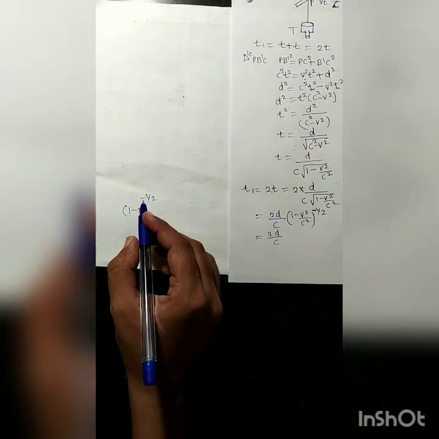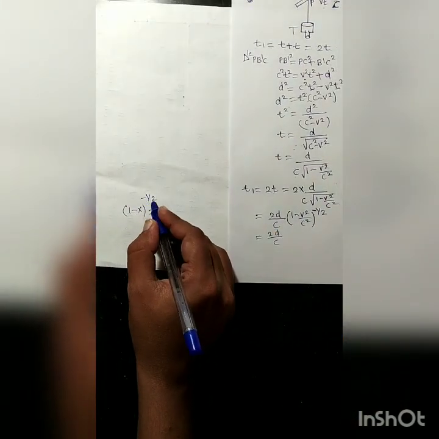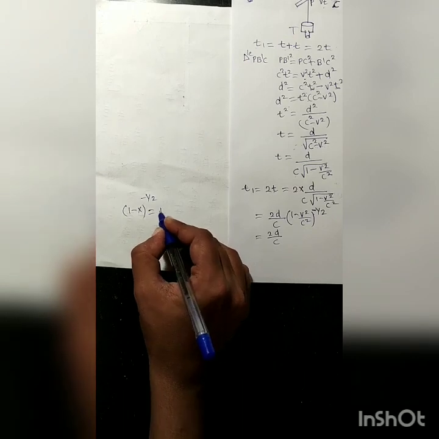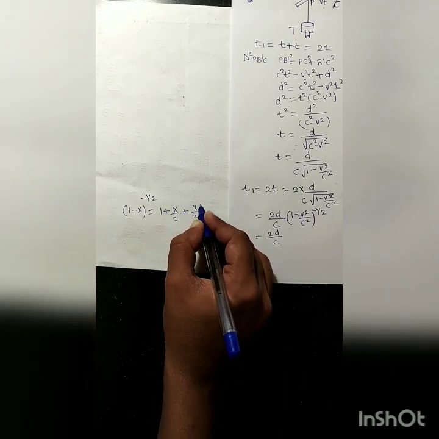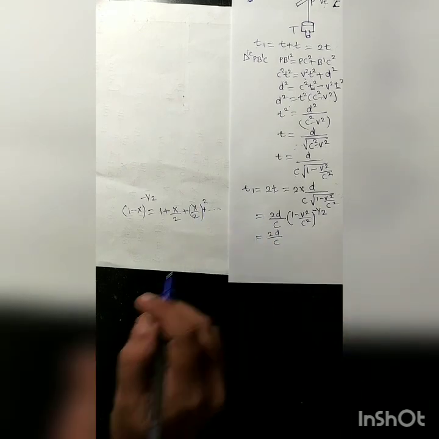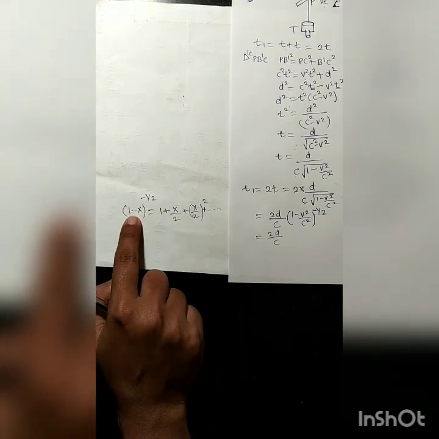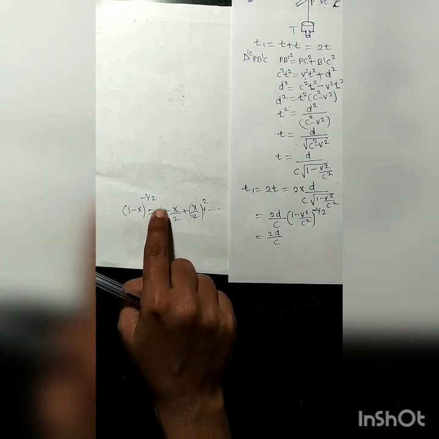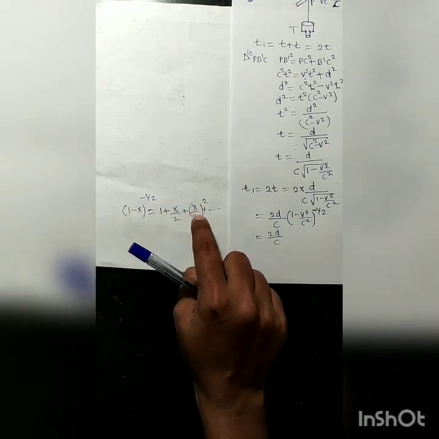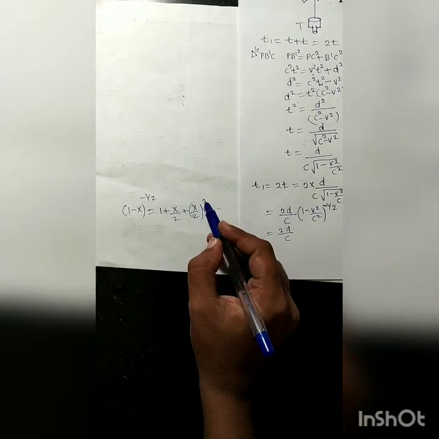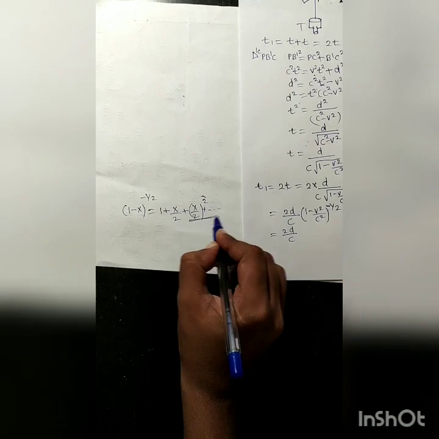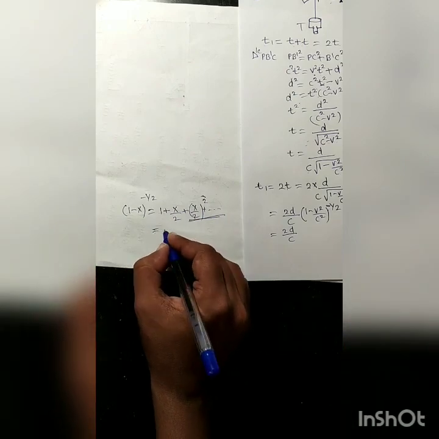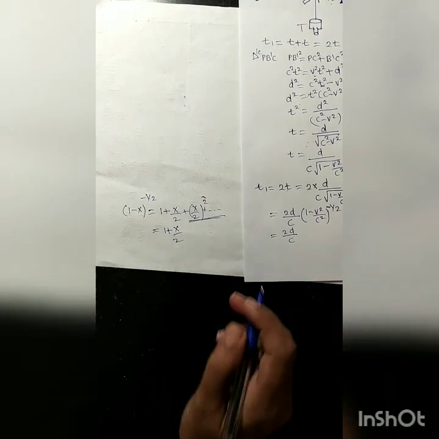(1 - x)^(-1/2) always gives the value equal to 1 + x/2 + (x/2)^2 + ... This series, if you do the calculation, gives 1 + x/2 + (x/2)^2. But as these higher quantities become too small, we will neglect them. So we will only get 1 + x/2.